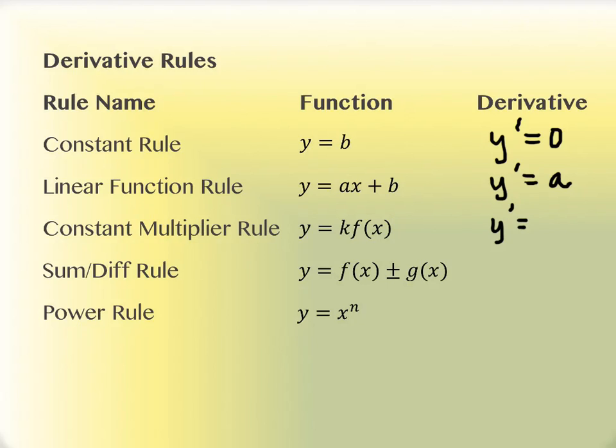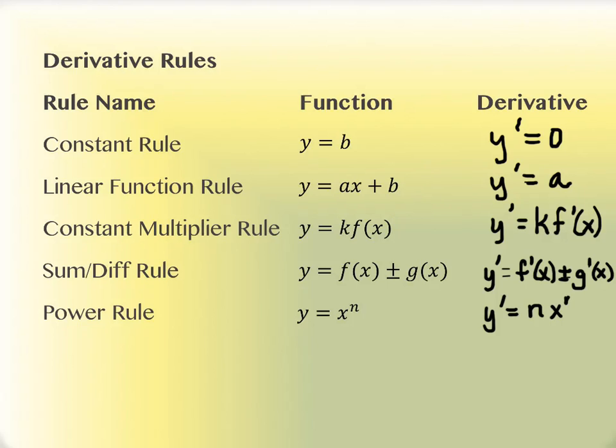How about the constant multiplier rule? What do we do when we have k times f of x? Right, we just have that k, that constant multiplier, come along with the derivative of the part that has the x in it, so f prime of x. How about sums and differences? So we just take the derivative of each piece and put them back together with the addition or the subtraction that the problem started with. How about the power rule? n times x to the n minus 1. All right, did everybody have all those correct?